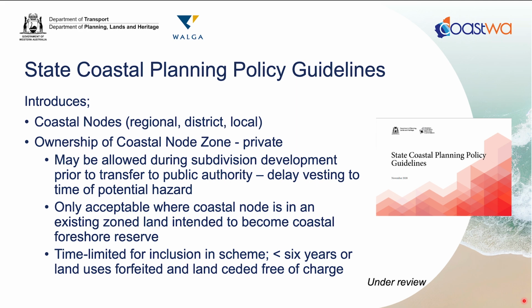So that might be an area that was already zoned, and when the subdivision occurs, the coastal zone is identified, which eats into the zoned land, and the landowner may seek to get some benefit out of that zoned land in the short term, with the full knowledge that it will become coastal foreshore reserve in the long term. Appendix 2 of the guidelines outlines how this might occur. It talks about triggers for delayed vesting. So at a certain point in time where the coast is within a certain distance of the most seaward part of the coastal node, to ensure there's sufficient time to cease use and to remove development and rehabilitate the land and vest it to the Crown.